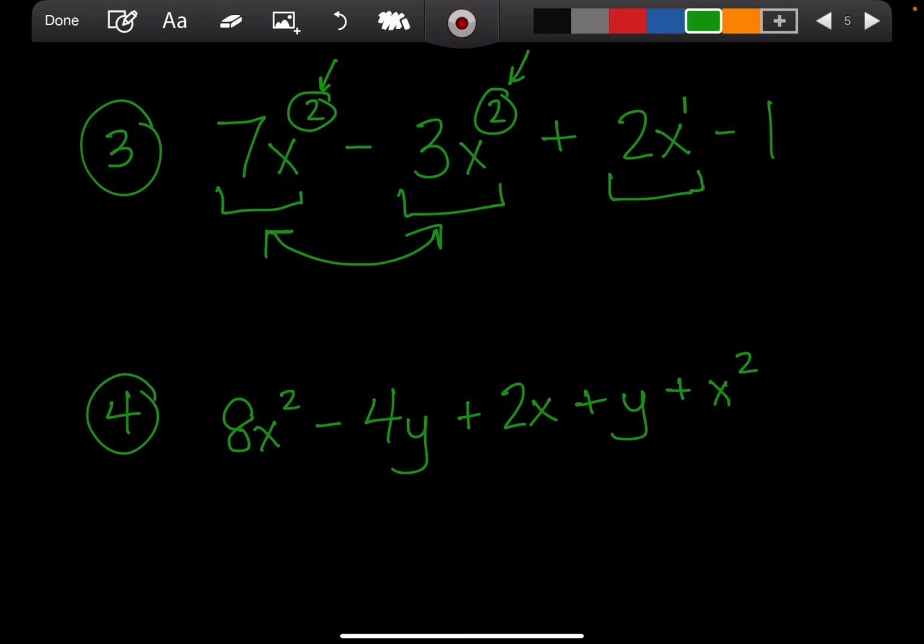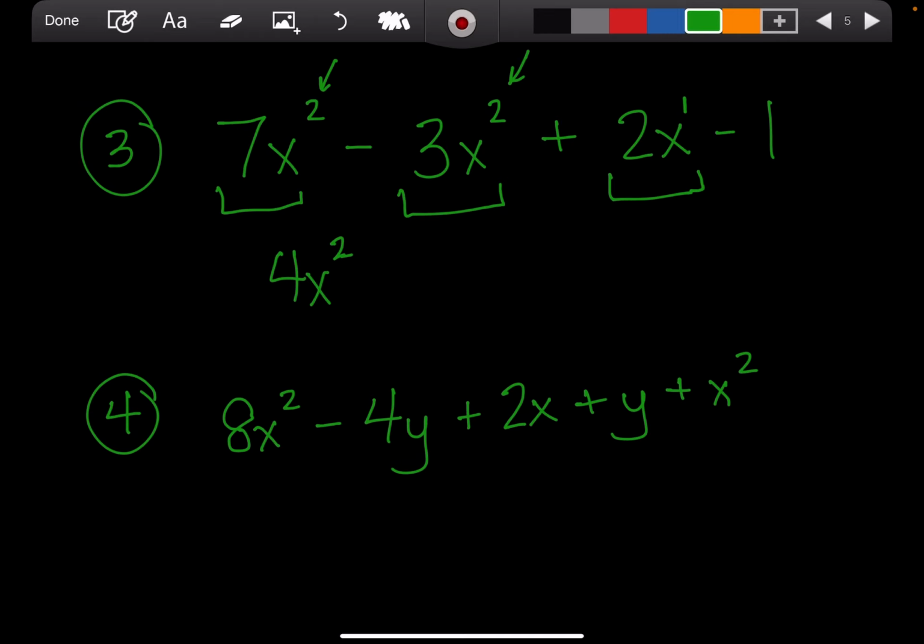Okay, and because of that, they are considered like terms because they have the same variable x and that variable has the same exponent as the other term as well. So we can combine 7x squared and minus 3x squared. If we did that subtraction, that's like saying, I have 7x squareds, but I take away 3 of them. So 7 minus 3 is 4, and that would leave me 4x squareds left. So I would write 4x squared after combining those two like terms.